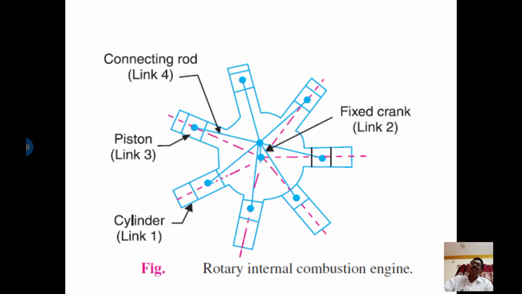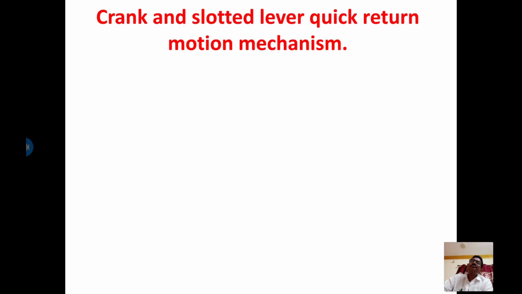The crank is fixed, and the cylinder rotates. This is the way we take it in this portion. This is called a rotary IC engine, or we can call it a GNOME engine. A 7-cylinder engine can be used.